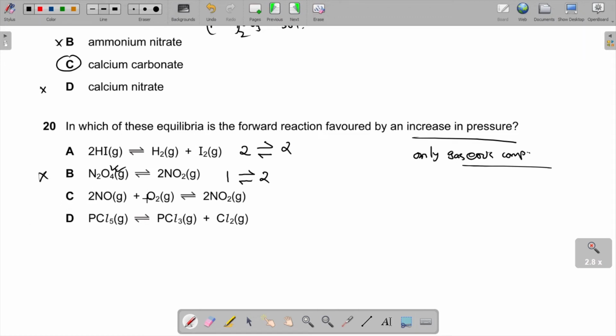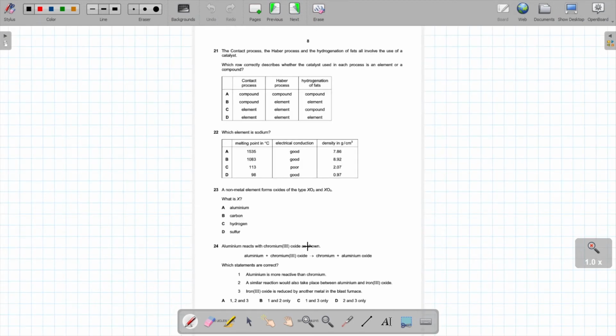Next, we have 2 plus 1, which is 3 particles by 2 particles. If we increase the pressure, yes, it's going to favor the side with fewer particles. So it's going to favor this side. So C could be an answer. Let's take a look at D. We've got 1 gas molecule, 2. If we increase the pressure, it's going to shift to the left-hand side. So D is not an answer. So the answer for this equation is going to be C.